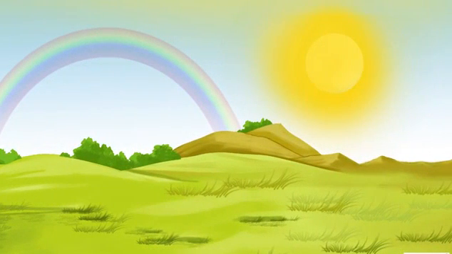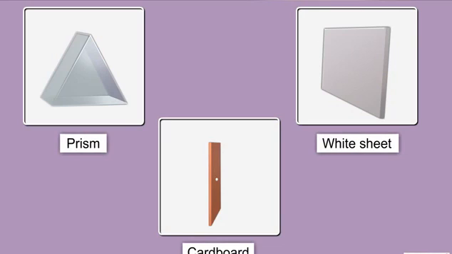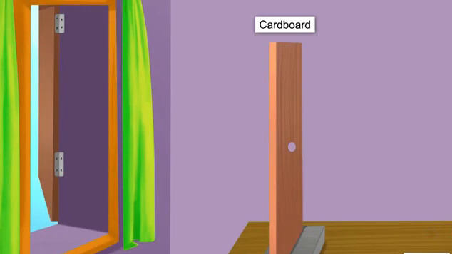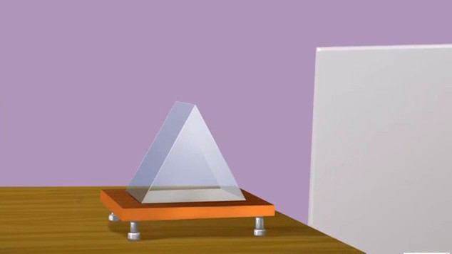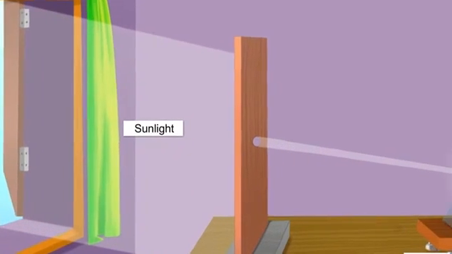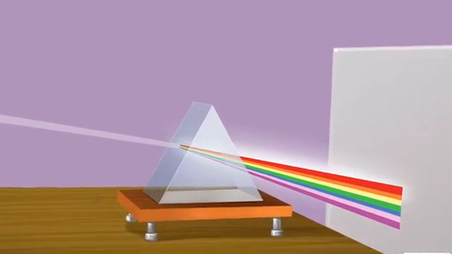To understand what dispersion of light is, let us perform an activity. For the activity, you need a prism, a white sheet and a cardboard with a small hole at its center. Place the cardboard at a position such that the sunlight falls directly on it. Next, keep the prism such that the light passing through the hole of the cardboard falls on the surface of the prism. At the other end of the prism, fix the white sheet as shown. As the sunlight passes through the prism, you will observe a beautiful band of colors appearing on the white sheet.